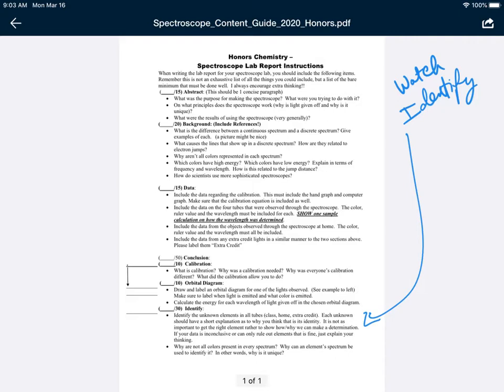Your data you should already have. You can take screenshots of the data tables from the lab packet. You can make some sort of fancy spreadsheet that does all the calculations for you. I imagine you could figure out how to do that. However you want to present the data is fine, as long as it's neat and organized and labeled. And then make sure you show a sample calculation for one of the wavelengths. You don't have to show every single one, but show for one.